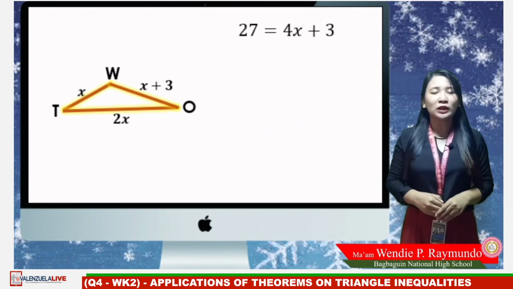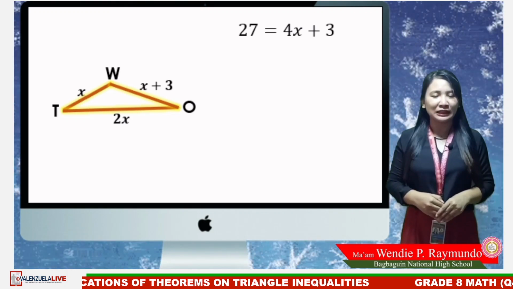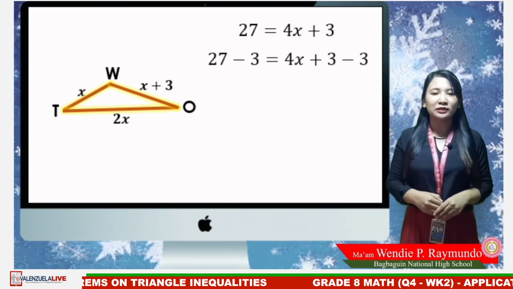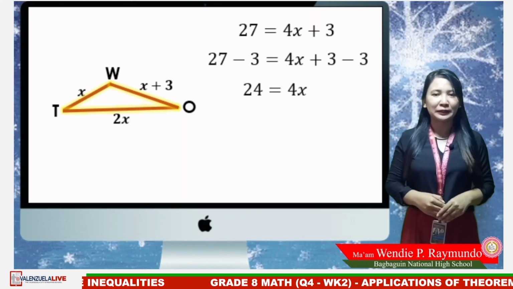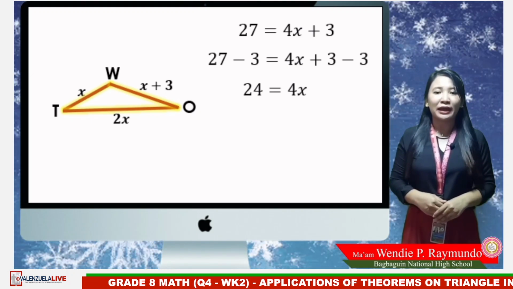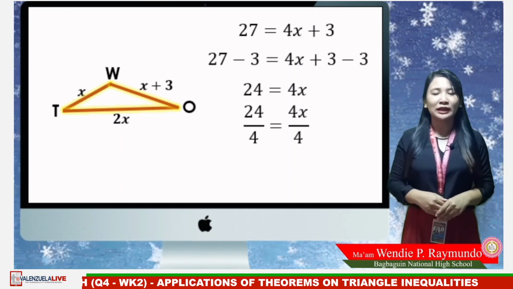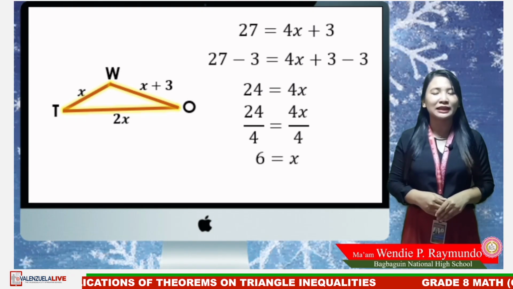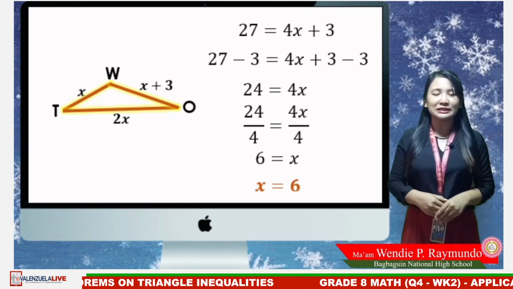Applying SPE or the subtraction property of equality, we need to subtract both sides by 3. So 27 minus 3 is equal to 4x plus 3 minus 3. And 27 minus 3 is 24 equals 4x. In order to solve for x, we need to divide both sides by 4. So 24 over 4 is equal to 4x over 4. And 24 divided by 4 is 6 equals 4x divided by 4 is x. Applying the symmetric property, it can be rewritten as x is equal to 6.